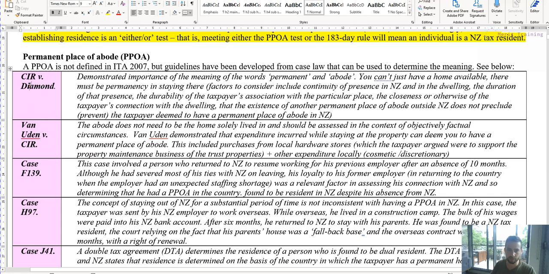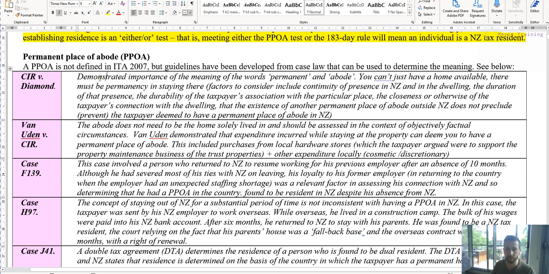So the first case we're going to go through is CIR versus Diamond. I've tried to condense these as much as possible. They're fairly long cases. It's good to have a little bit of background about what goes on in the case, but you don't need to know every single detail about it. Just what's the general principle or outcome that came out of it.